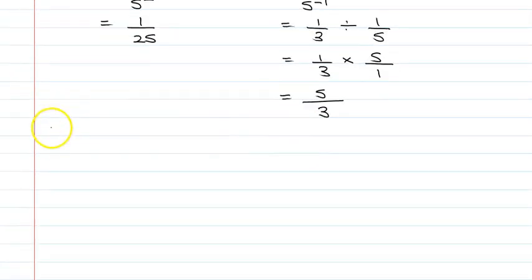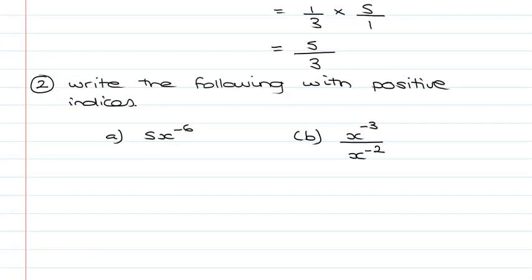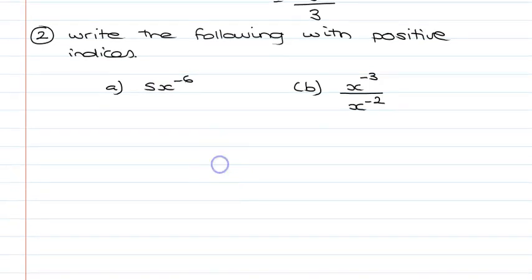All right, second example. Let's have a look at writing some of these with positive indices. So A, what we have here is 5x to the power negative 6. X is the base and is to the power negative 6. So it's this bit here that we apply the negative law to. Now let's go on to the 5. The 5 is a whole number. So what we've got here is 5 multiplied by 1 over x to the 6.